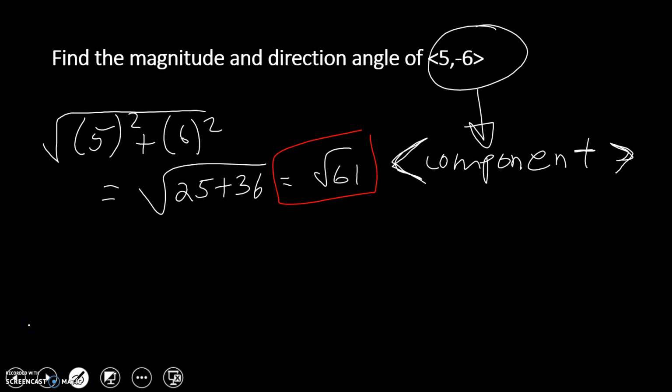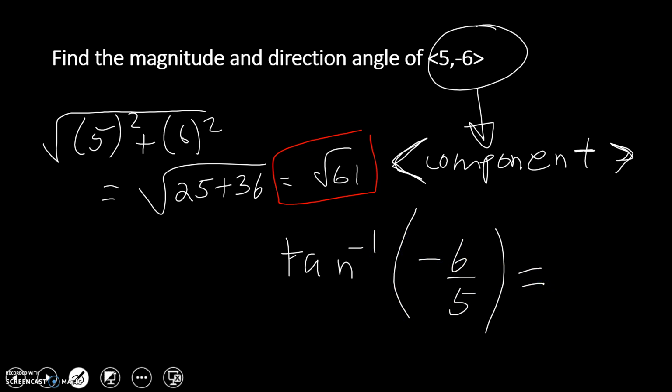Now to find the direction angle, all that you're going to do is take the inverse tan of -6 over 5. The inverse tan of -6 over 5 is -0.876. Now keep in mind that your calculator is in radians or it's in degrees. Okay, so if you have your calculator in radians, then you'll get it wrong. So make sure that you have it in degrees. So tan inverse of -6 over 5 is equal to -50.19.